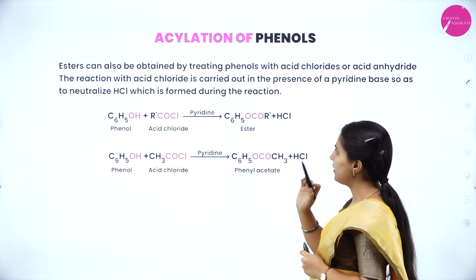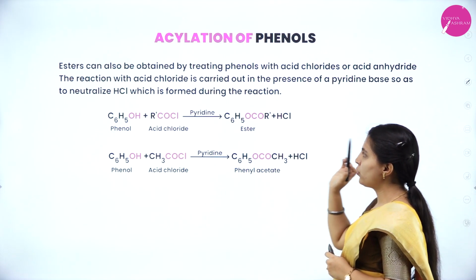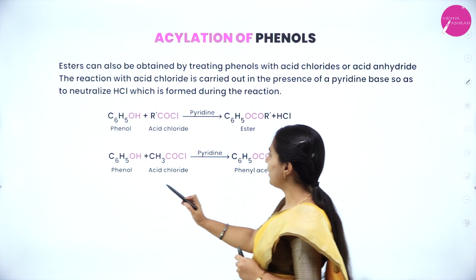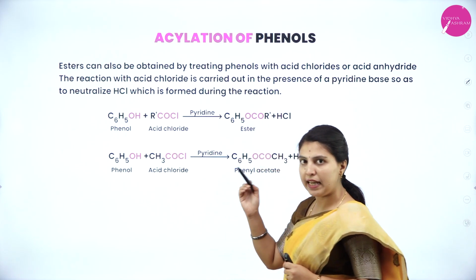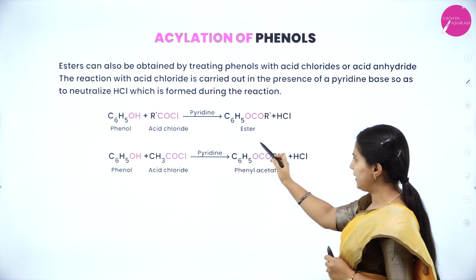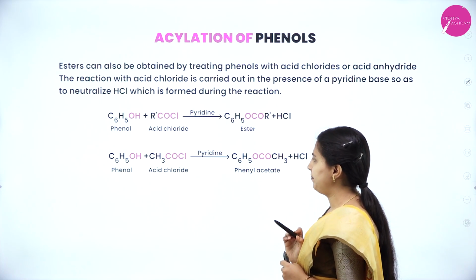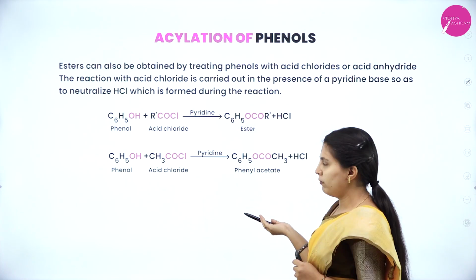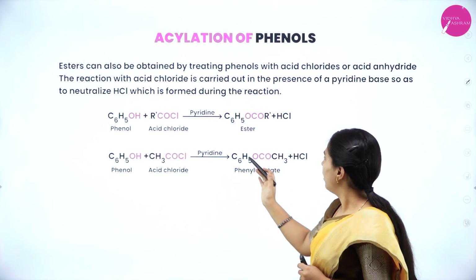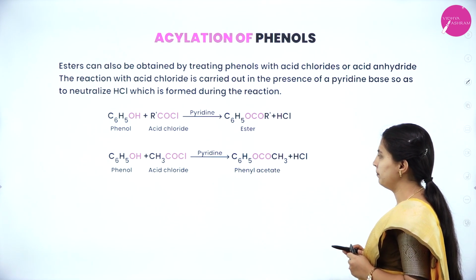This reaction with acid chloride is carried out in the presence of pyridine base so as to neutralize HCl, which is formed during the reaction. When phenol reacts with acid chloride or acid anhydride in the presence of pyridine, which is a base, it will form its ester and the byproduct hydrochloric acid. Here, phenol, when reacting with acetyl chloride in the presence of pyridine, forms phenyl acetate.